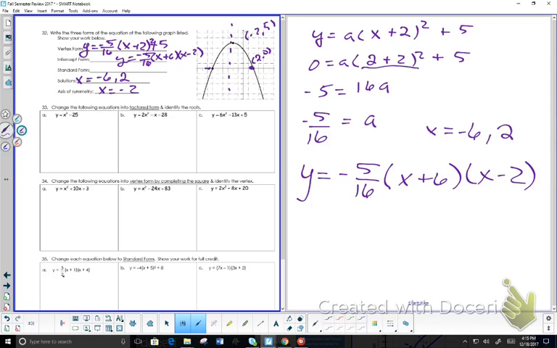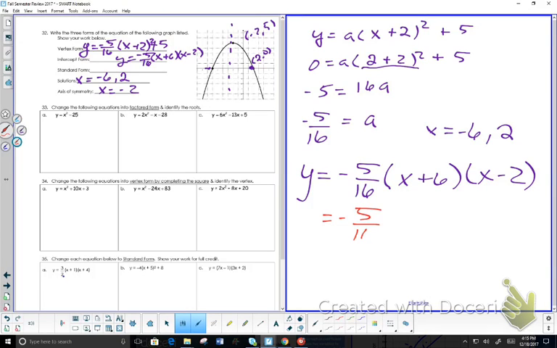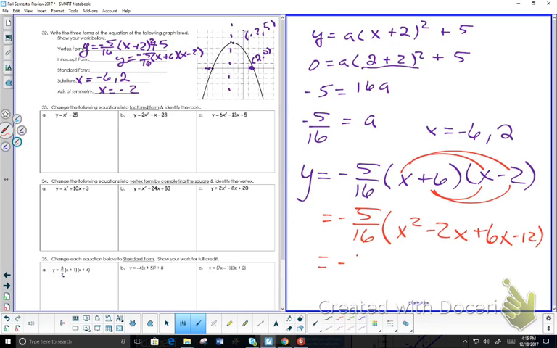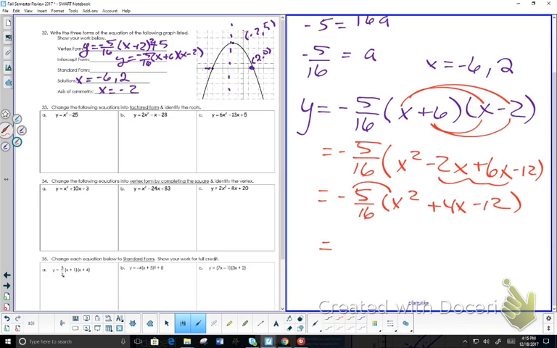The last thing you want to do is put it in standard form. So we're going to take one of these two and just simplify them out. Taking just this intercept form that I just did, I'm going to multiply out those two factors. I'll get x squared, then I get -2x, positive 6x, and -12. Next step would be to simplify our x's. So I got x squared, and this is going to combine to be 4x minus 12. Last step would be to distribute our -5/16.